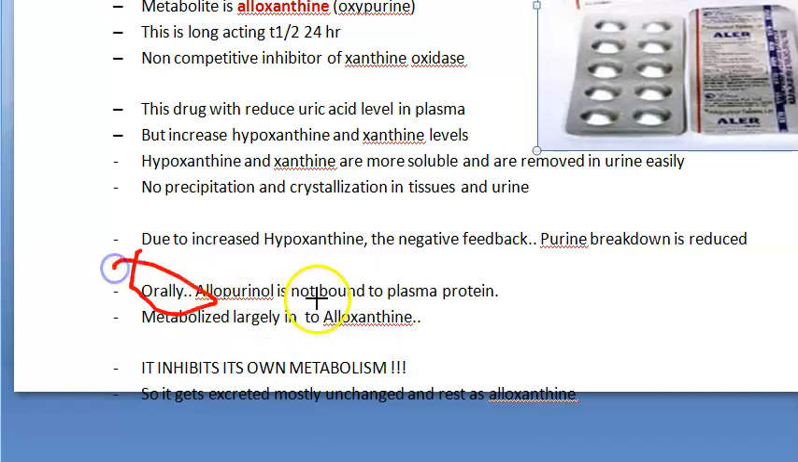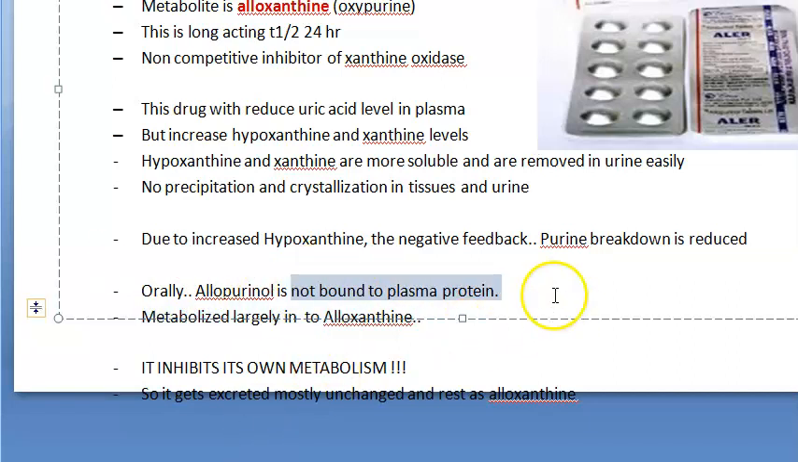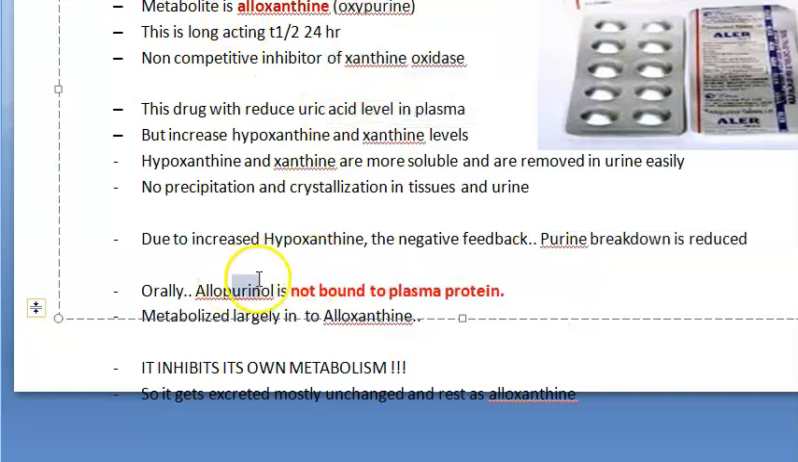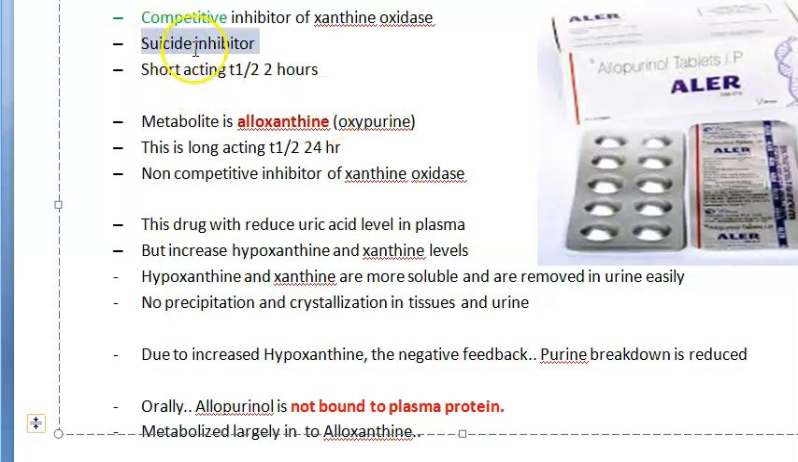Allopurinol is taken orally. It is not bound to plasma protein. This is a very interesting thing. I never saw anything like this so far. Maybe a lot of drugs are there. First time I am seeing this. Allopurinol is not bound to plasma protein. And it is a suicide inhibitor. It inhibits its own metabolism.